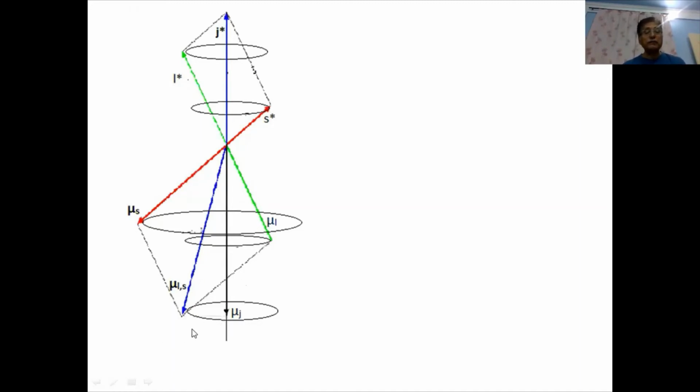Therefore, if J star precesses around, let us say, the magnetic field, then while precessing about this axis, all the components of this one perpendicular to this will get cancelled in the circulation, whereas the component of this one along this direction will add up. So to the magnetic energy contribution, we will only have the contribution of the component of mu ls which is parallel to J star, or mu j, we can say.